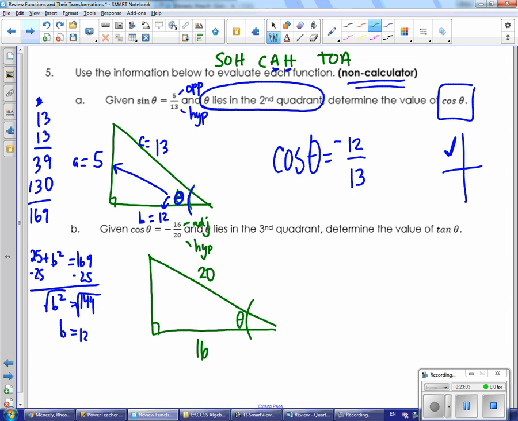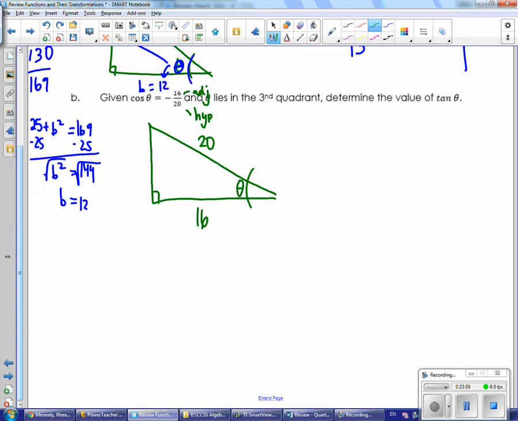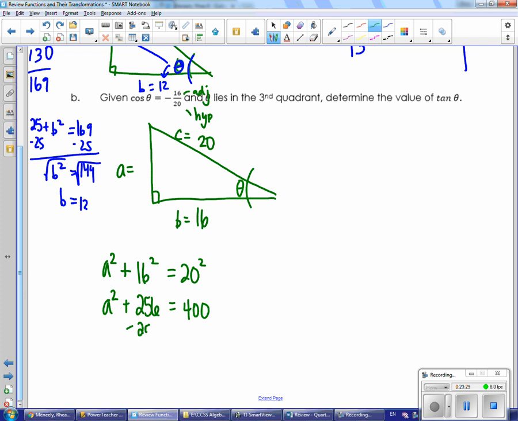And so again, this is in the non-calculator section, so to figure out the missing side, you have to do your Pythagorean theorem. Well, 20 squared is going to be 400. So basically, if I call this A, and I call this B, and I call this C, I'm looking at A squared plus 16 squared has to equal 20 squared. So A squared, 16 squared is 256, and 20 squared is 400. And when I subtract 256 from both sides, I get that A squared is equal to 144. And when I square root to both sides, I get A equals 12. Okay, so again, that's just the preliminary work that I need to do to set this problem up.